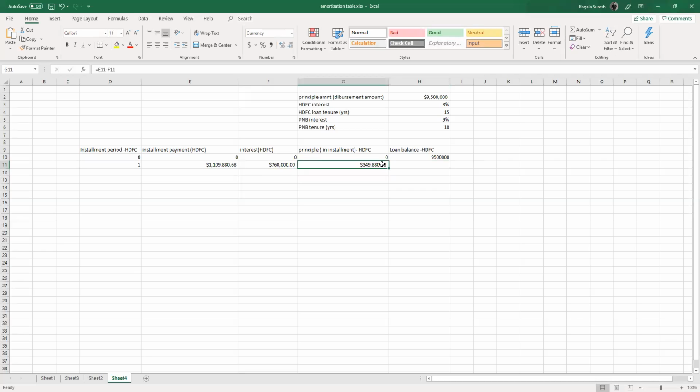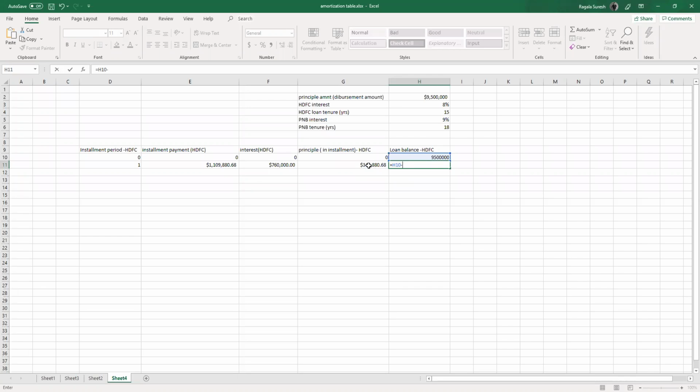This you understood, right? I'm just subtracting interest from the installment. For loan balance, previous loan balance minus current principal. What is paid as the principal part of the installment, the current loan balance equals previous loan balance minus principal paid. The main balance is the 95 lakh principal amount. From that, we will decrease the principal we have paid.